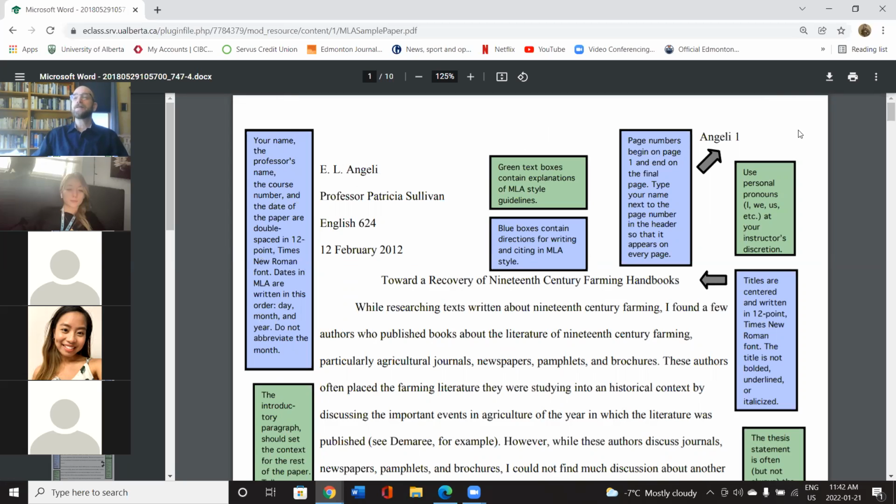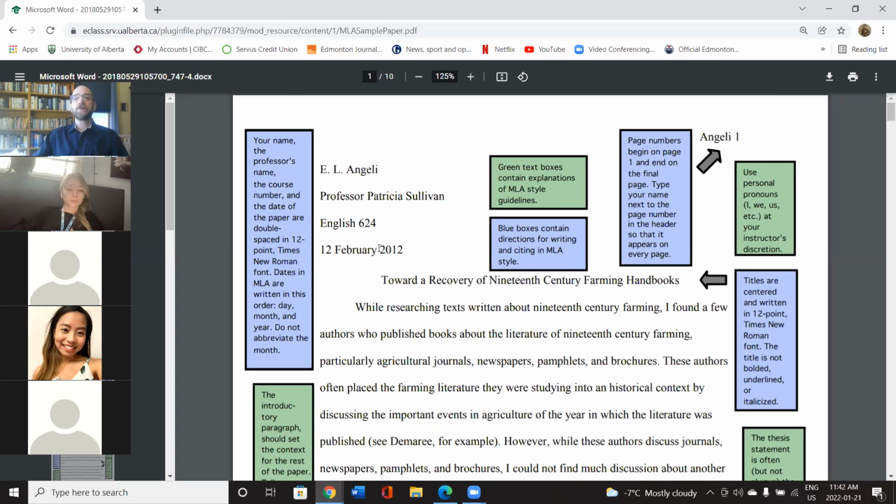Notice that this page is numbered. This is number 1. Someone has implanted a header here with their last name. You don't need to do this, but you're welcome to. All I'm looking for is a number, but if you want to use the running header that has your name, that's just fine, as long as the page number is up there, okay? The green boxes explain MLA format, and the blue boxes contain directions for writing and citing in MLA style.